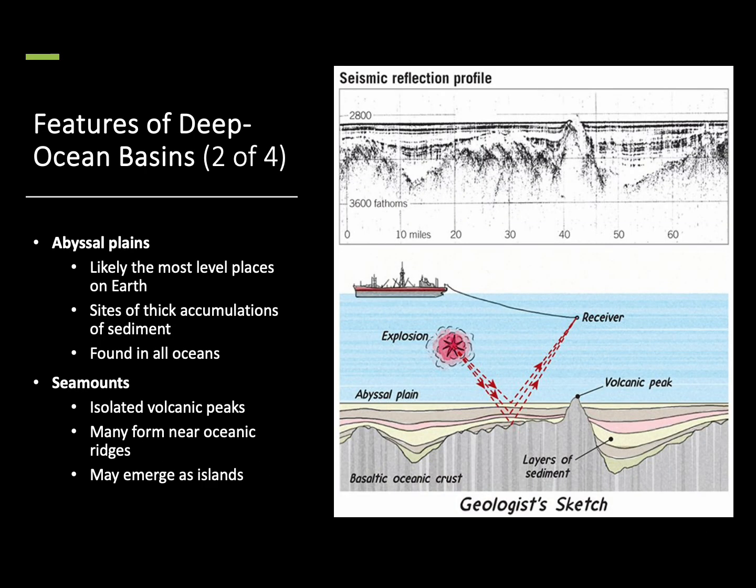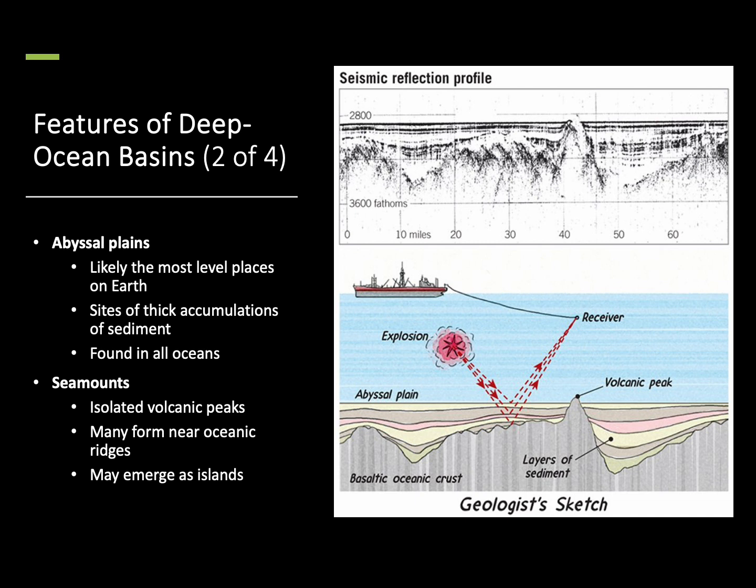There are two more features that we need to discuss, though, and one of these is called an abyssal plain. And the word abyssal just means incredibly deep. Plain means very flat. So these abyssal plains are some of the deepest areas, not as deep as our deep sea trenches, but still very deep areas of our oceans that are probably the most level surfaces anywhere on our planet. And this is because we have really thick layers of sediment that's been accumulating in our abyssal plain.